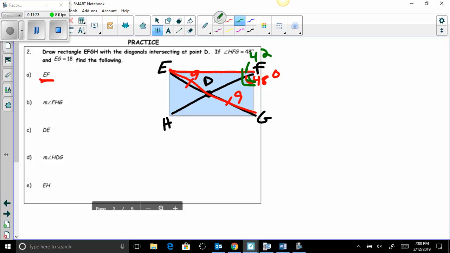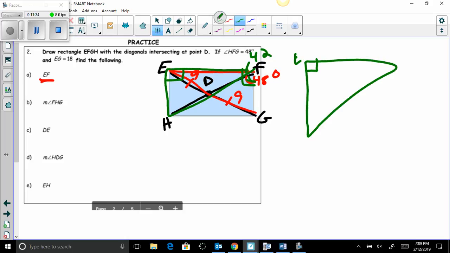Well, don't I know that this is a 90-degree angle as well? Look at what I got going on here. Look at this triangle. I'm going to pull that triangle out. So 90 degrees, EFH. You know that this angle here is 42 degrees. What would this angle down here have to be? If this is 90 and this is 42, what does this one right here have to be to add up to 180? And it would have to be 48.